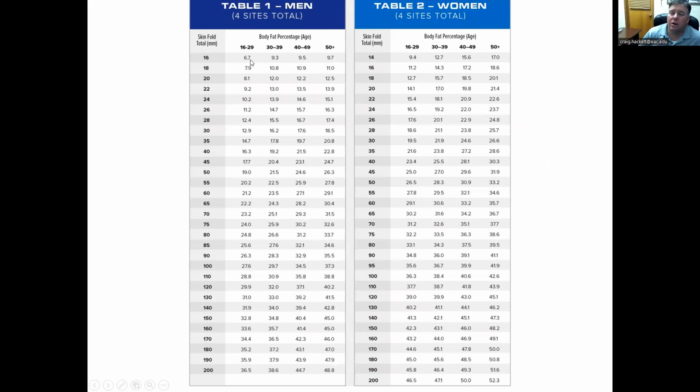So there's a large calculation that does this, but they've done it so many times now that they've got charts. So let's say your 4 sites equal 80, and let's say you're 49 years old, you're 31.2. So that's basically how it works. And if you're female, there's a chart for you as well.